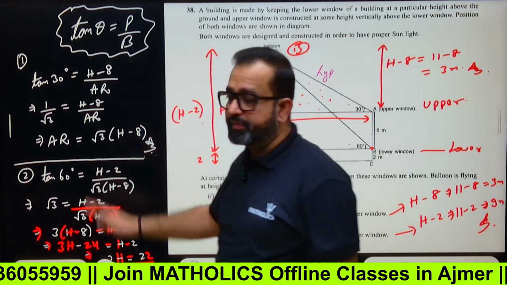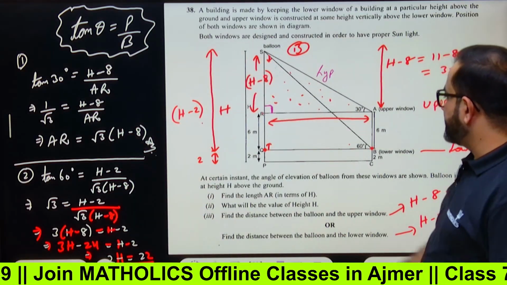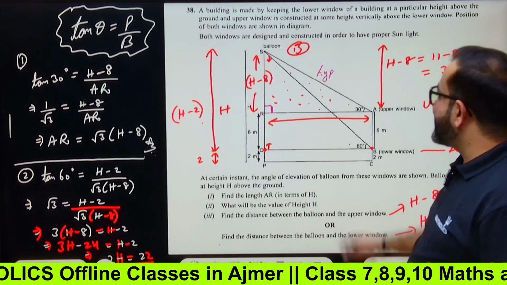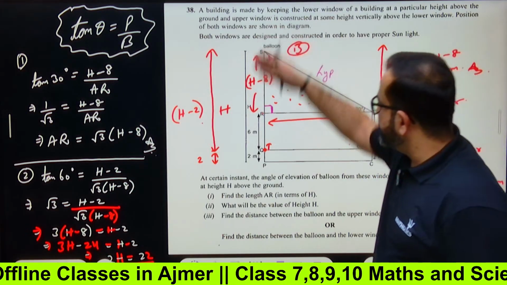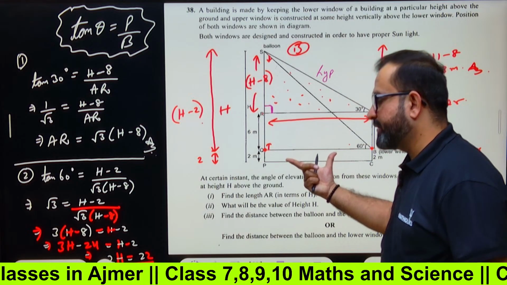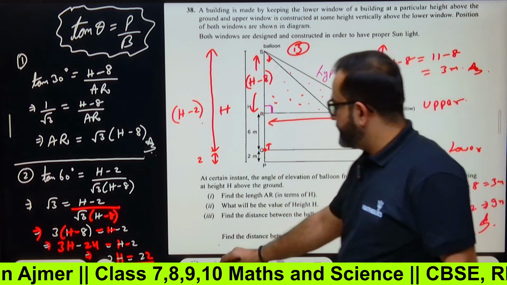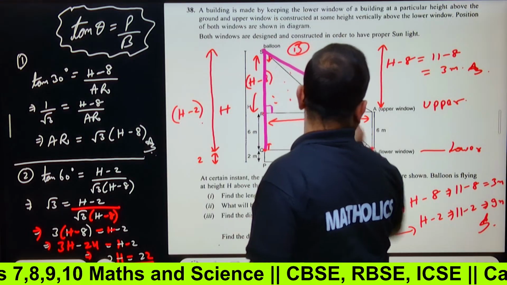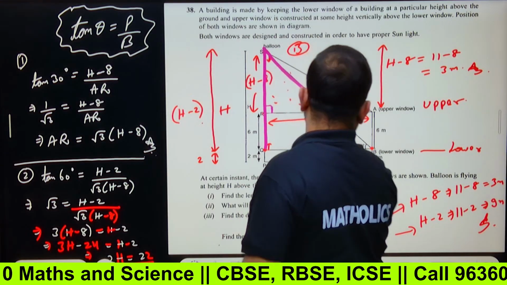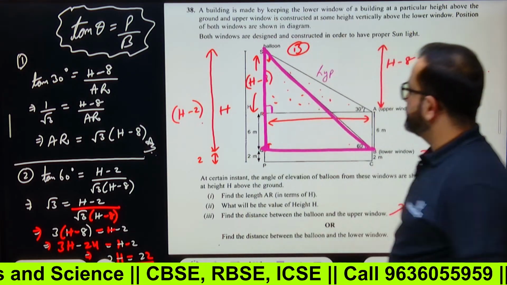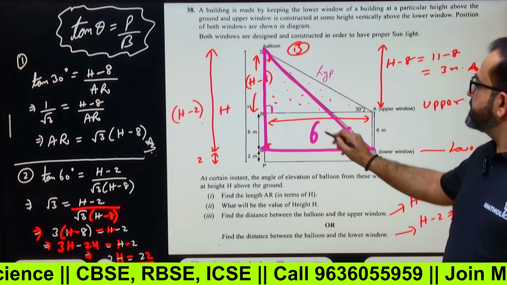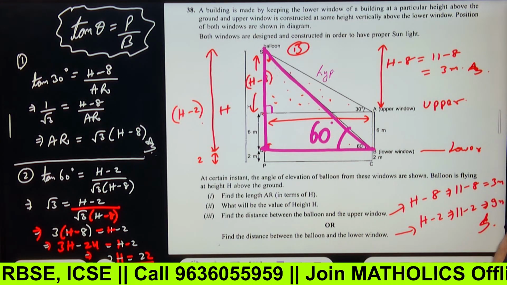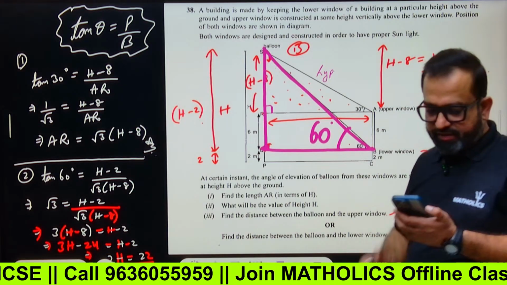Second one, what will be the value of capital H? You can also use tan 60 to get H upon this, and this is AR only, right? So in the big triangle, see this triangle. Can you see this triangle? In this triangle, this angle is given as 60 degrees. Yes or no? Tell me.